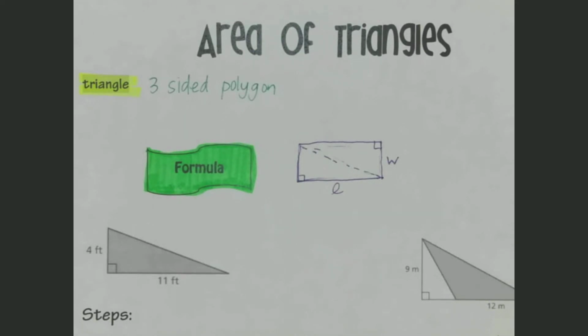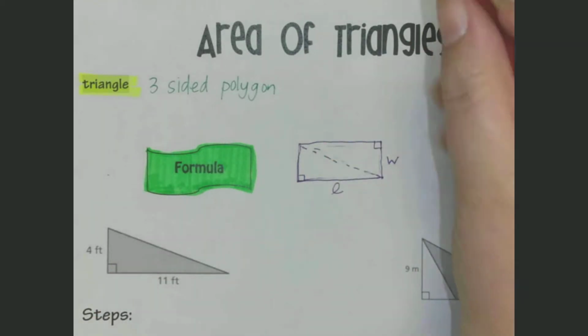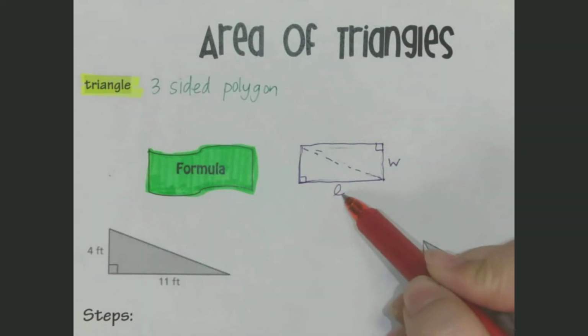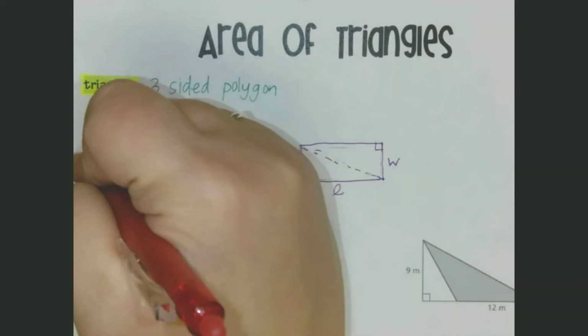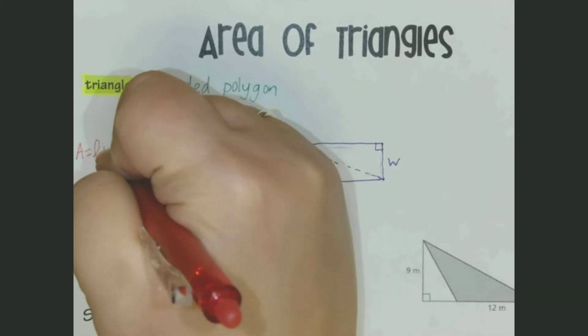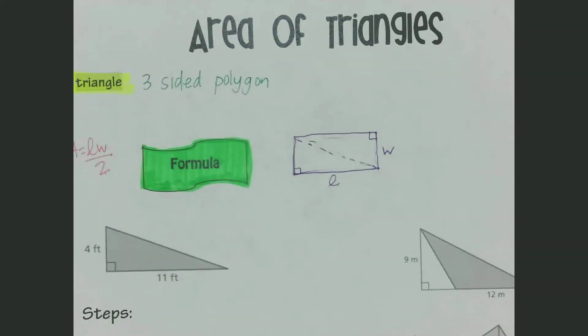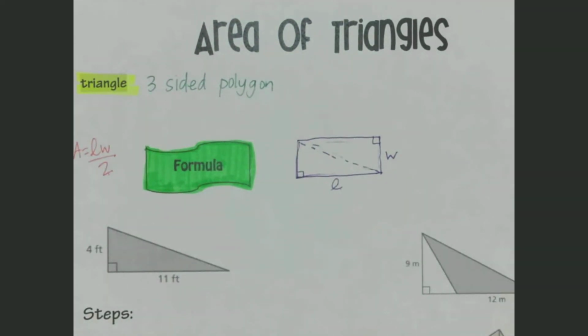So if you think about the formula for a triangle, well, first, the formula for the rectangle is just length times width, right? So if we're talking about the area of a triangle, it would just be the length times the width cut in half, right? So divided by 2.